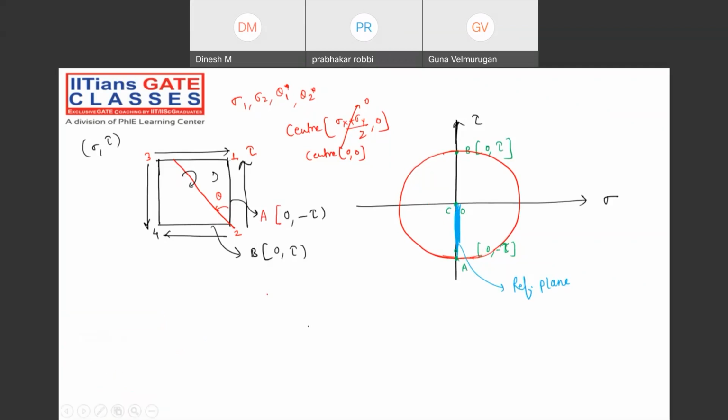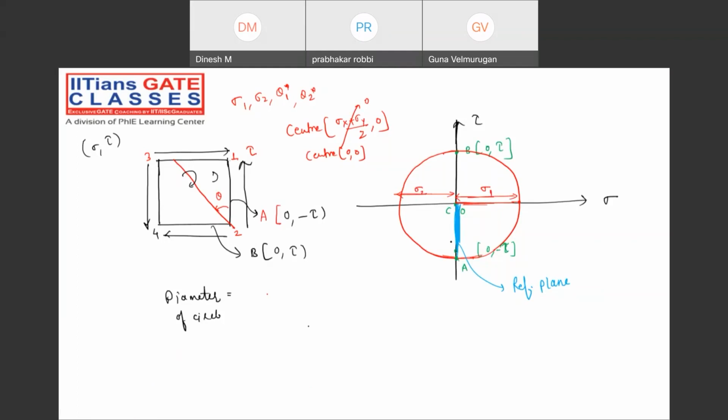Sir, what is sigma 1? This value will be called sigma 1. This value will be called sigma 2. Of course, both are the same, there is no doubt. Sigma 1 and sigma 2 will be directly the radius of the circle. Calculate the diameter of the circle first of all.